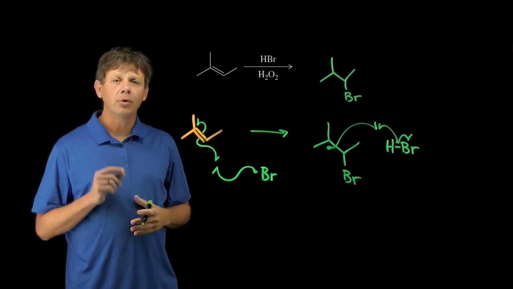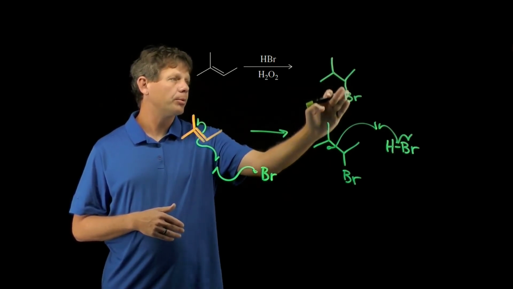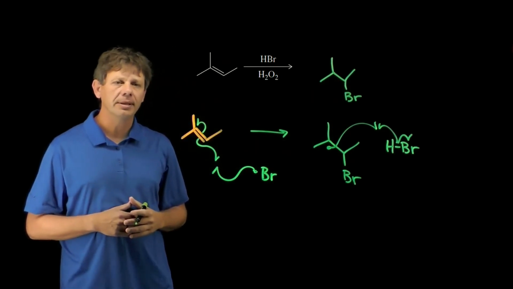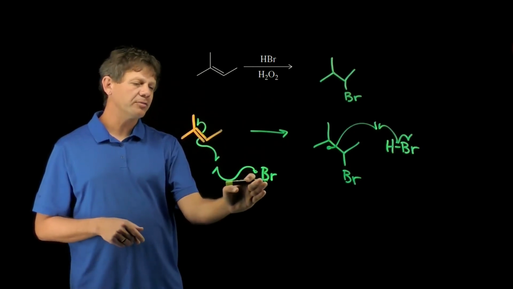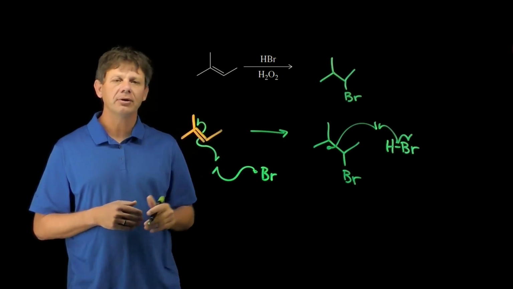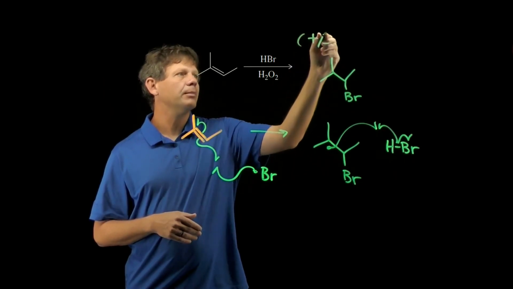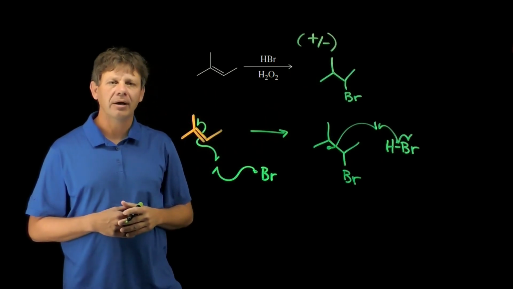Given that we've formed one new stereocenter in the reaction, this one here where the bromine is attached to the secondary carbon, we can go back and note that this bromine could add from the front or the back of the planar alkene. As a result, this will give us a racemic mixture of alkyl halides.